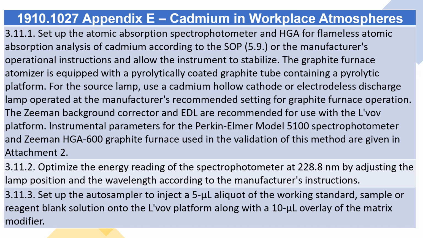3.11.2. Optimize the energy reading of the spectrophotometer at 228.8 nanometers by adjusting the lamp position and the wavelength according to the manufacturer's instructions. 3.11.3. Set up the autosampler to inject a 5 µL aliquot of the working standard, sample or reagent blank solution onto the L'vov platform along with a 10 µL overlay of the matrix modifier.